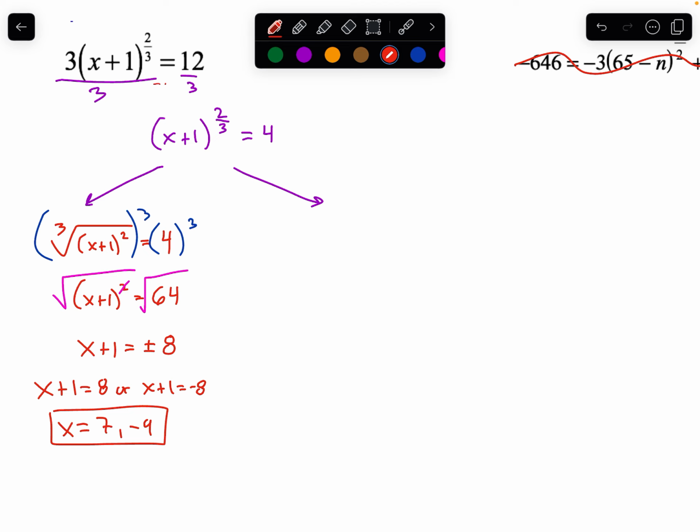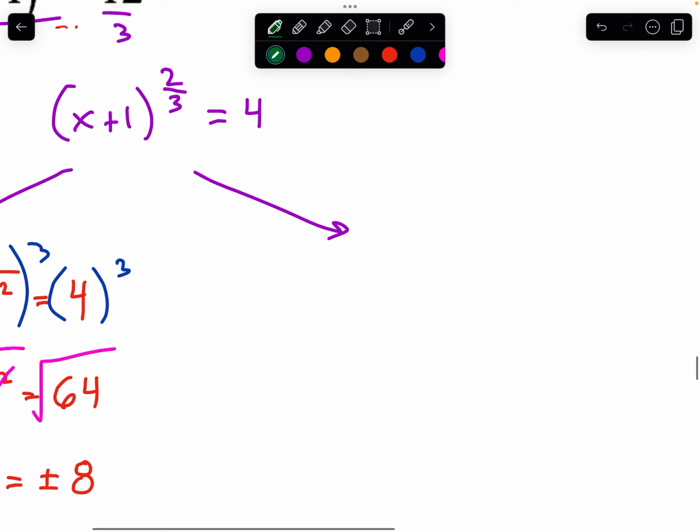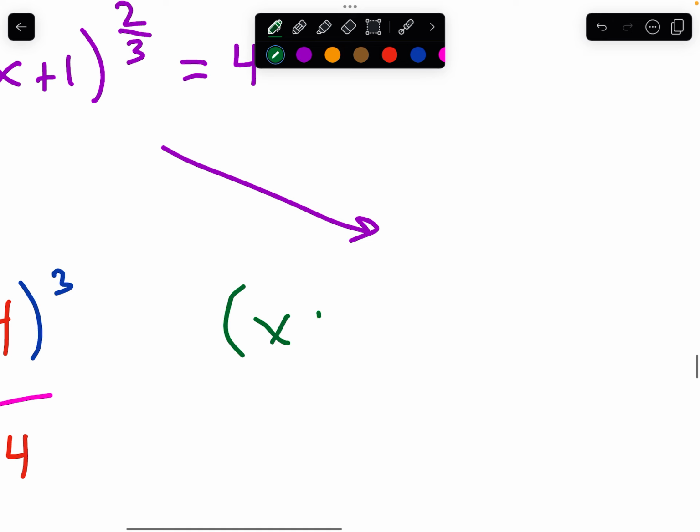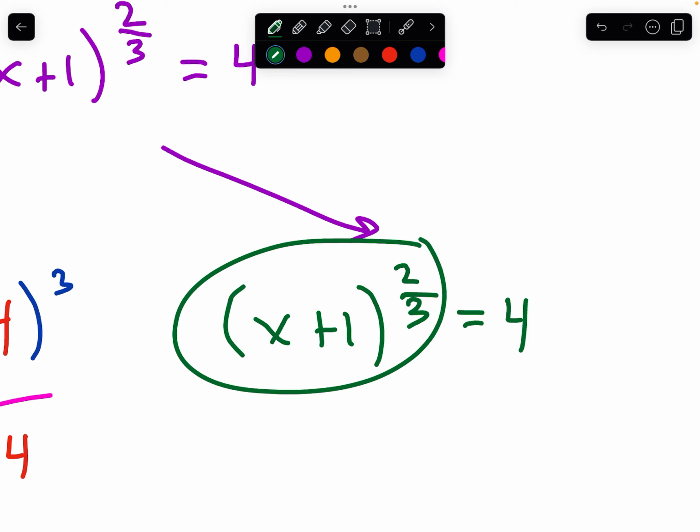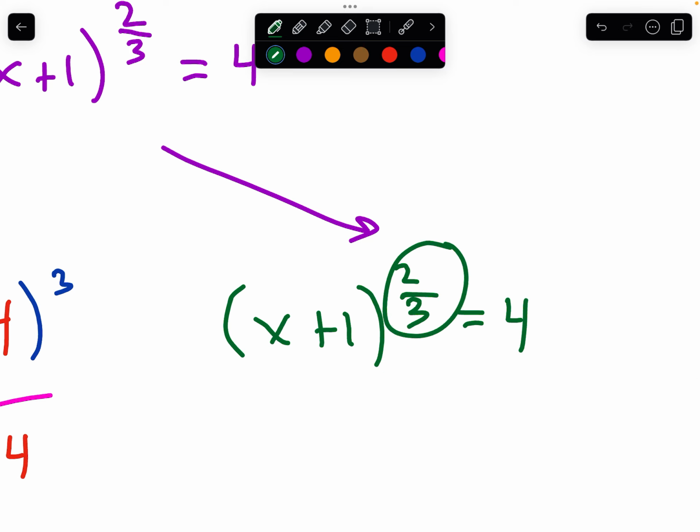That's option number 1. Here's option number 2. I'm going to do this in green. We had x plus 1 to the power of 2/3, and that was equal to 4. Instead of rewriting this as a radical, what we could do is cancel out this exponent by using an exponent that's a little bit different.